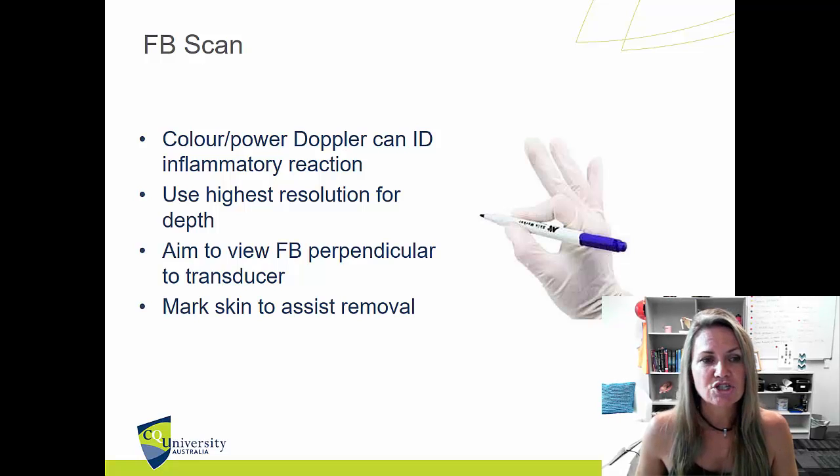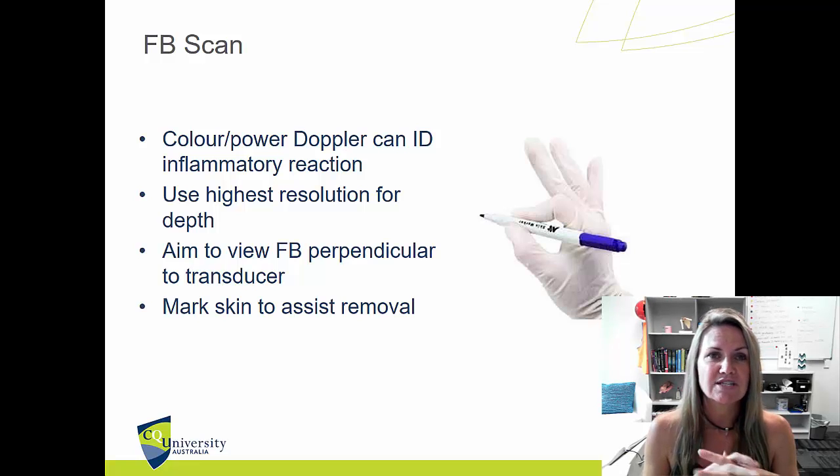Use the highest resolution for the depth. Now we really need lots of resolution with foreign bodies. Being superficial in that subcutaneous layer, we should be using our big high frequency probes, like the hockey stick, for instance, if it's in little small areas around the finger, or some might have a nice 17 probe, which is a bit more of a specialist probe, or at a last resort, the 12 probe of the linear. So make sure that you are trying to get the very highest resolution that you can.